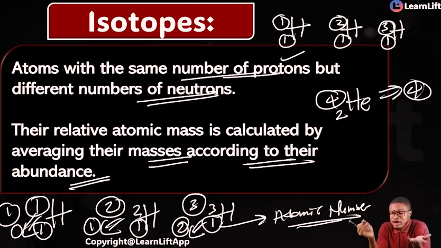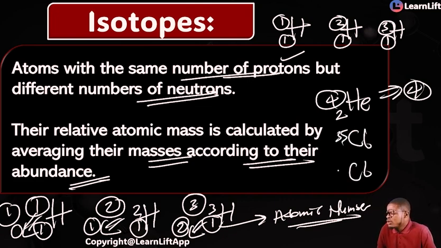4 is the correct answer, and you have moved. But in your chlorine, we say chlorine 35 and chlorine 37, the relative atomic mass, you cannot just go and pick one out of the two of them. No. How do we calculate it? It is calculated by averaging their masses according to their what? Abundance. Are you getting it?